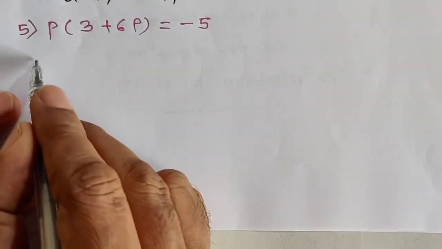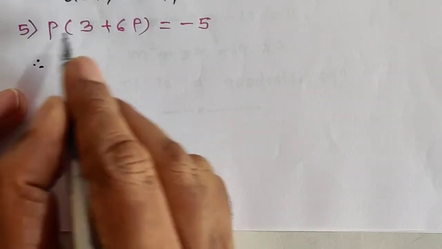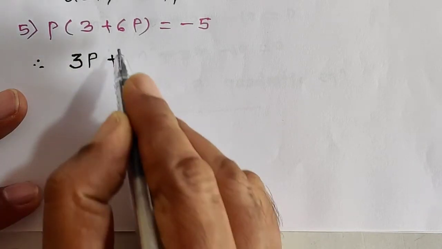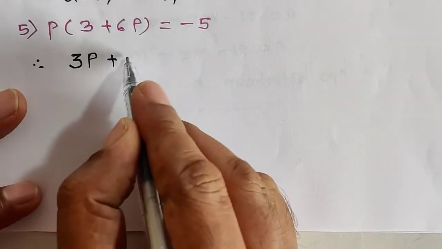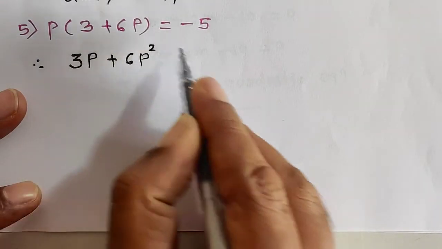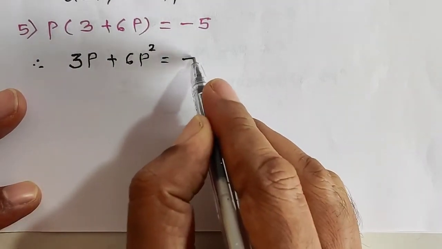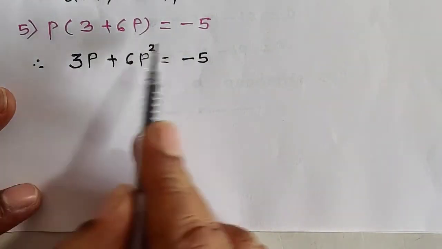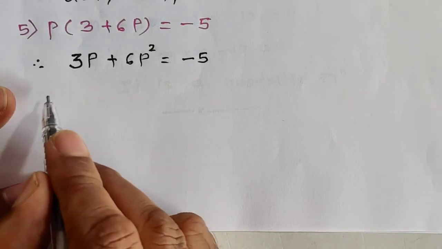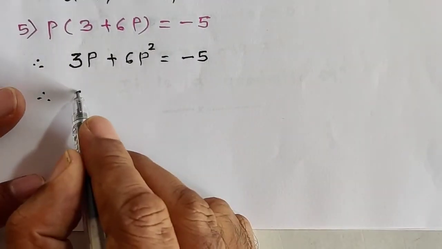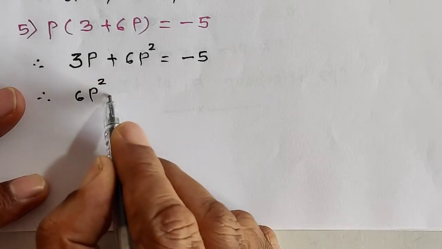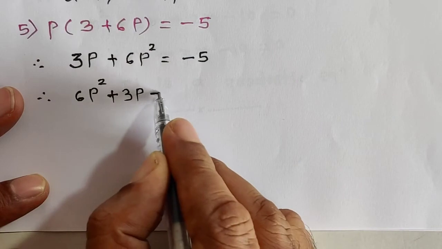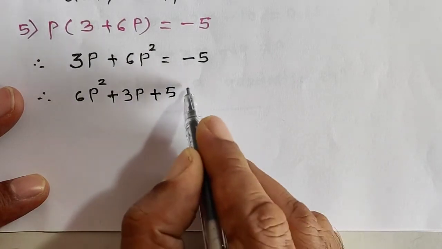Here again simplify the equation first. Open the bracket. P into 3, 3p. Plus 6 into p is 6p square is equal to minus 5 as it is, because we are not multiplying throughout by p, only we are opening the bracket on left hand side. So first write the square term, 6p square plus 3p, and this constant term when it moves to the left hand side becomes plus 5 is equal to 0.